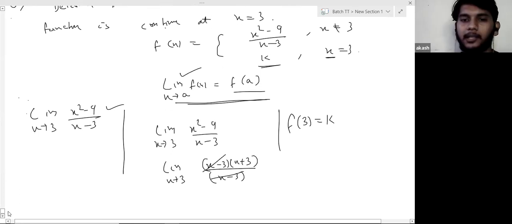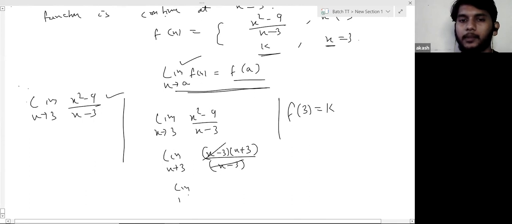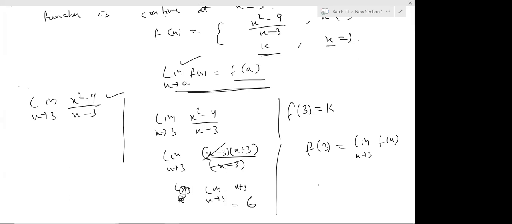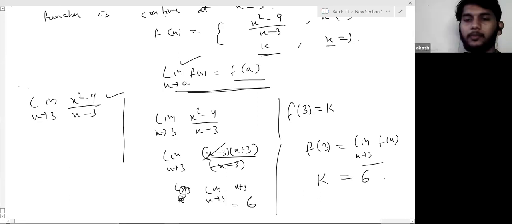Now again you can use direct substitution. So we get limit x tending to 3, x plus 3. Use direct substitution, so 3 plus 3 is 6. If the function is continuous, then f of 3 must be equal to limit x tending to 3 f of x. Right or not? Yes or no, Aman, Sahel, Zaid? Yes, sir. So k must be equal to this value, 6. So the value of k is 6. So simple. All right.